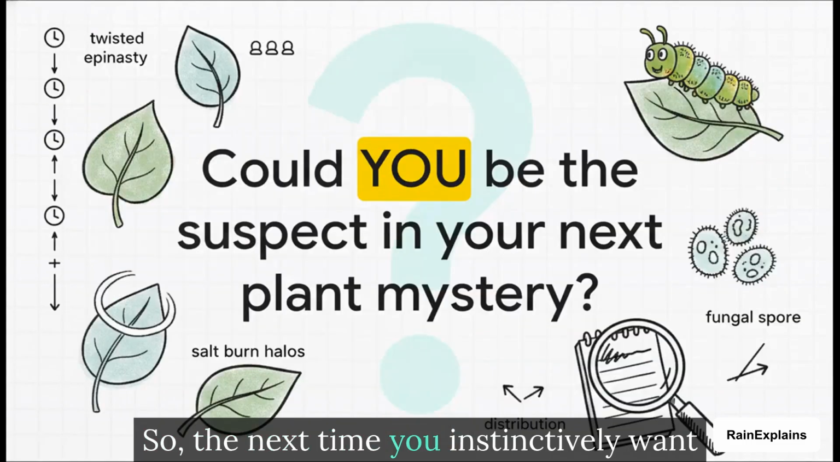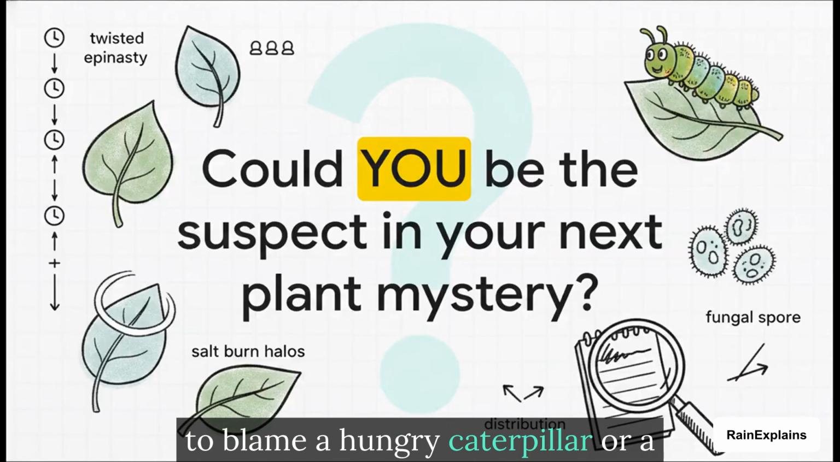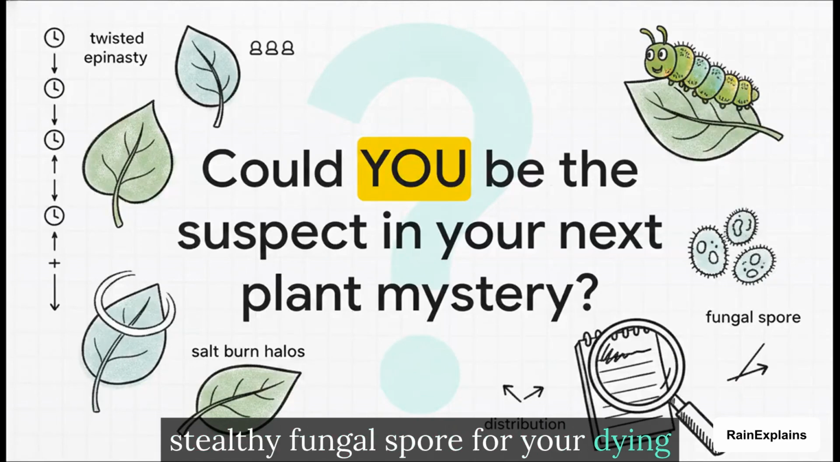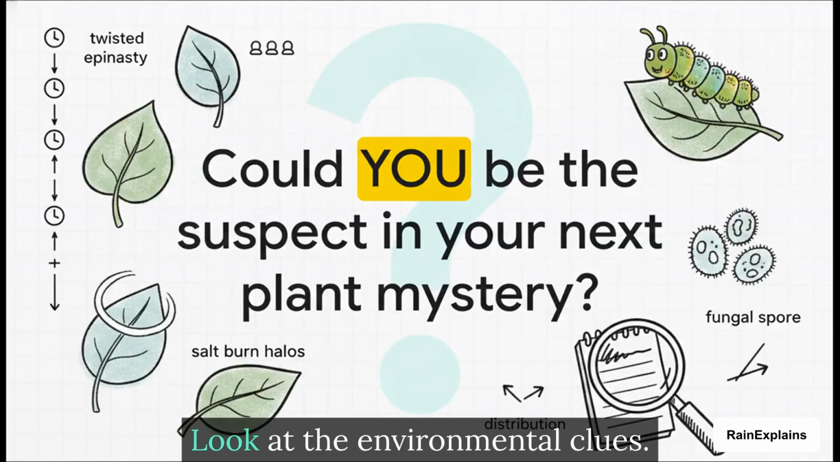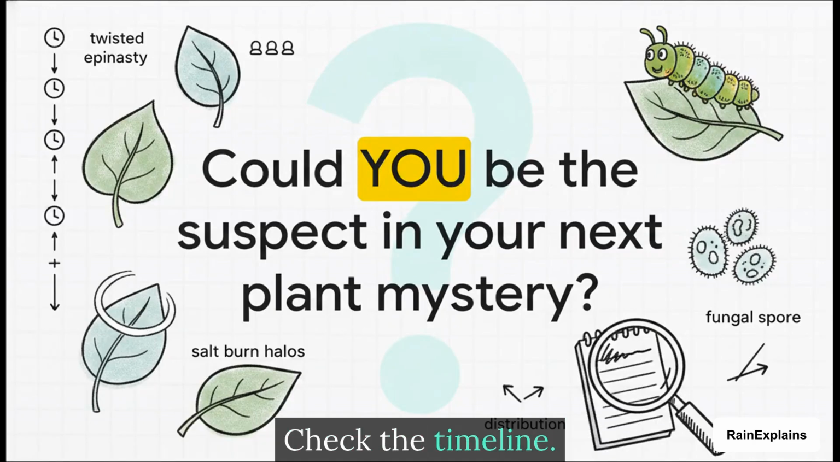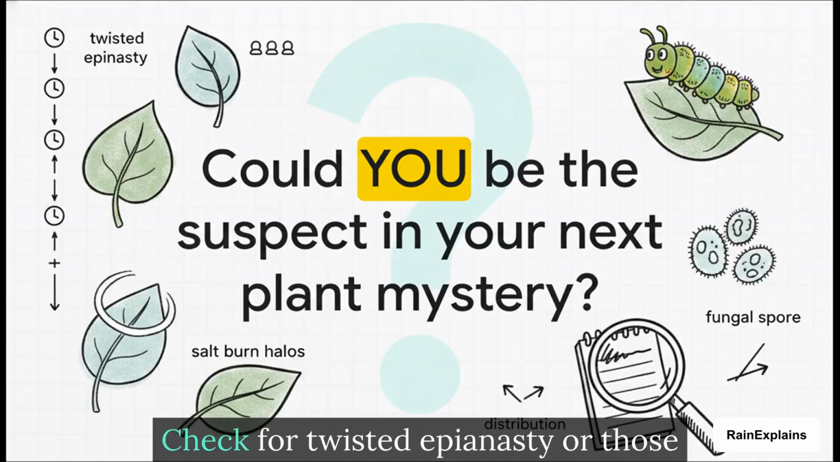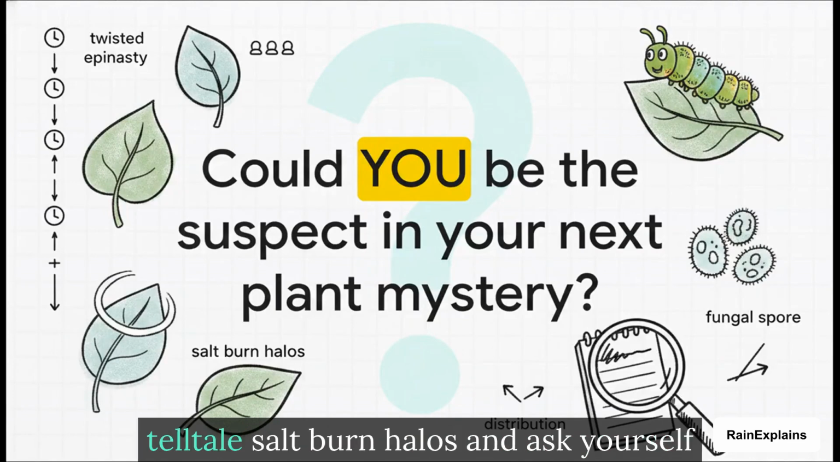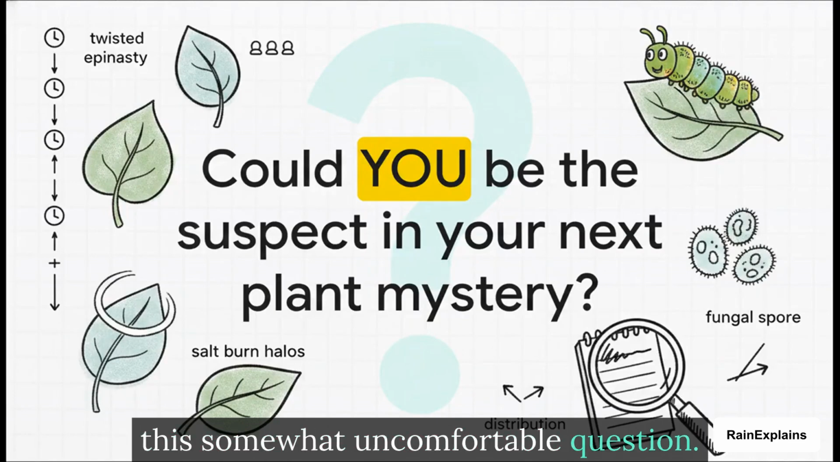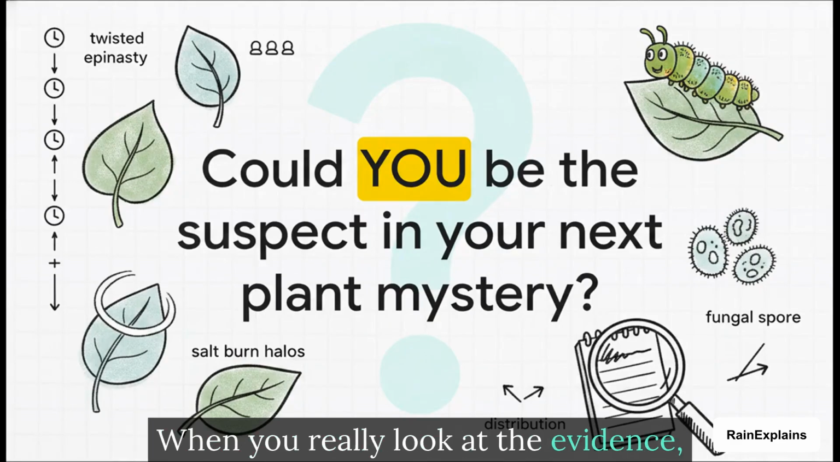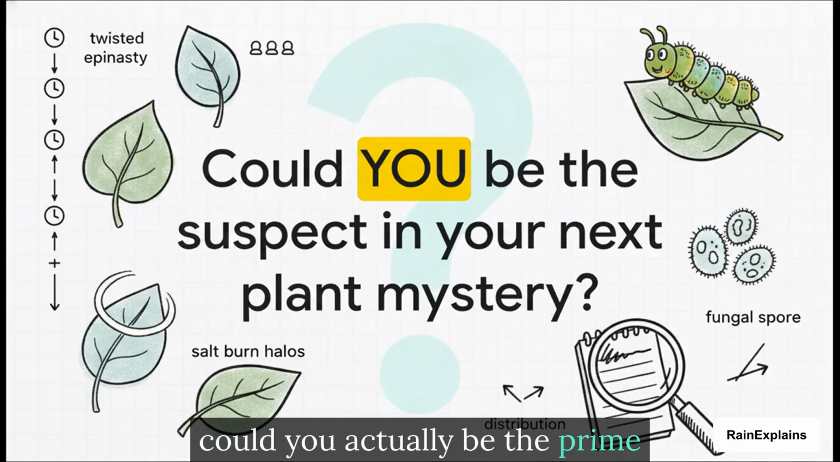So, the next time you instinctively want to blame a hungry caterpillar or a stealthy fungal spore for your dying plant, step back. Look at the environmental clues. Check the timeline. Check the distribution. Check for twisted epinasty or those telltale salt burn halos. And ask yourself this somewhat uncomfortable question. When you really look at the evidence, could you actually be the prime suspect?